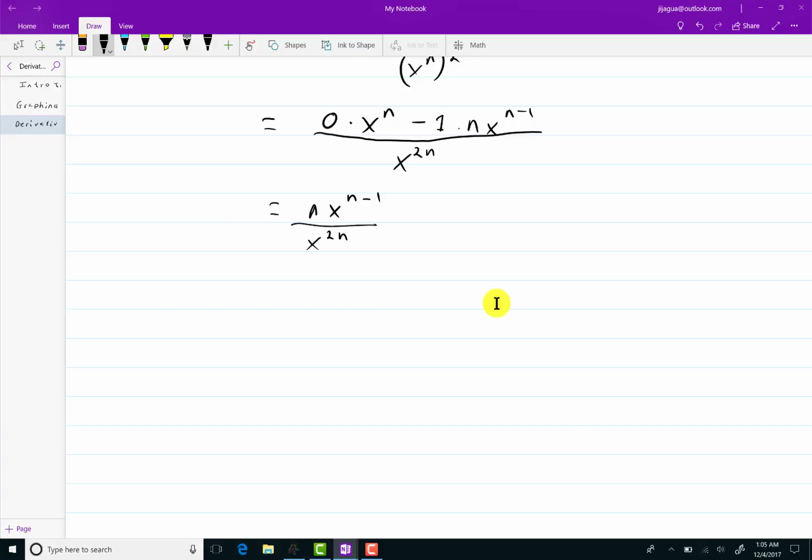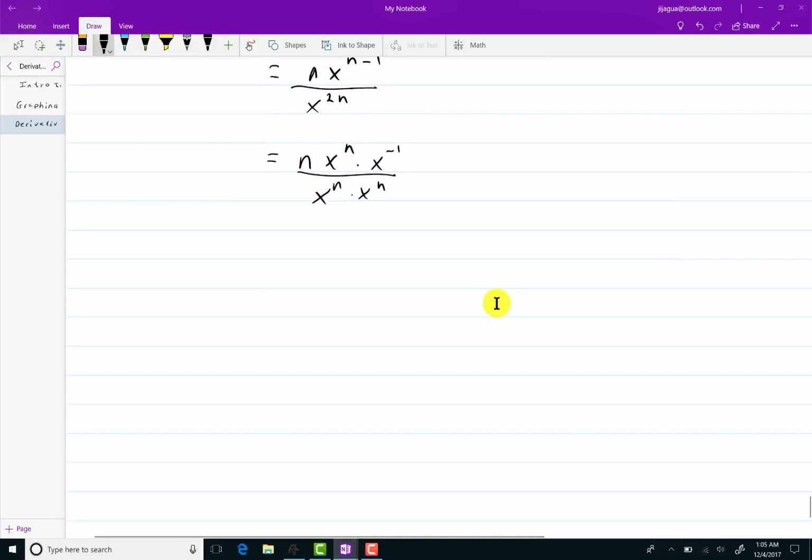Now let me simplify a little bit here. I'm going to rewrite the numerator as n x to the n times x to the negative 1 all over x to the n times x to the n. The reason why I did that is so that you could see how the simplifying works. And then I'm going to take the x to the negative 1 down here, and I get n over x to the n plus 1. Or, what's even better, is n x to the negative n plus 1.